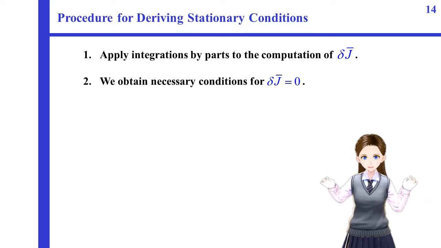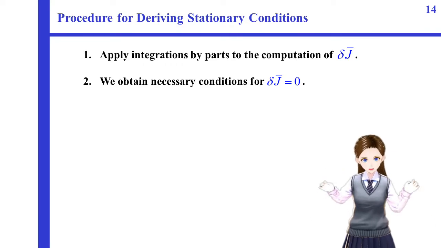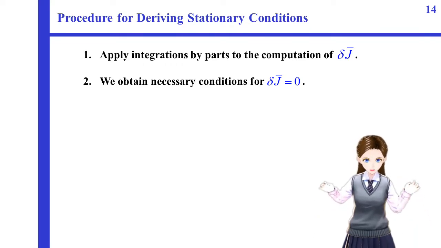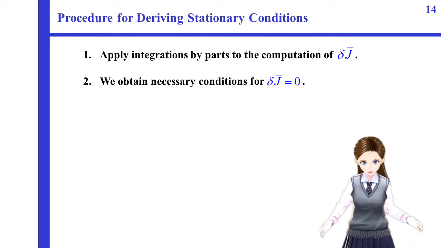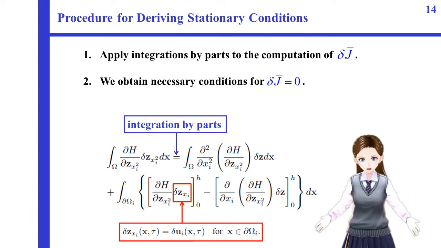Then, we first apply integration by parts to the computation of the variation in J here. Delta denotes the variation, that means the infinitesimal change. Next, on the basis of the variational principle, we can obtain the necessary conditions for a stationary value of J bar. This condition must be satisfied for J bar to be minimized and it is called the stationary conditions or KKT conditions. Anyway, integration by parts plays an important role to derive the stationary conditions.